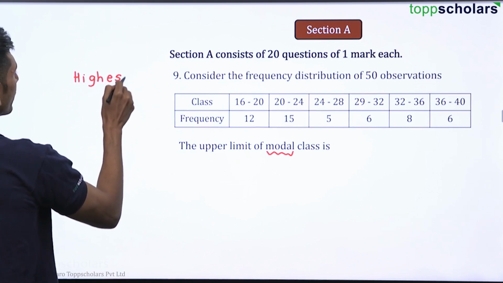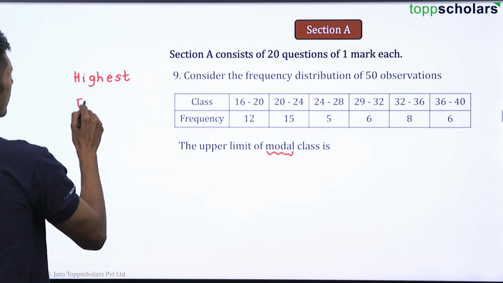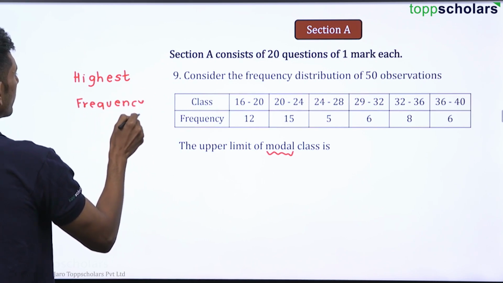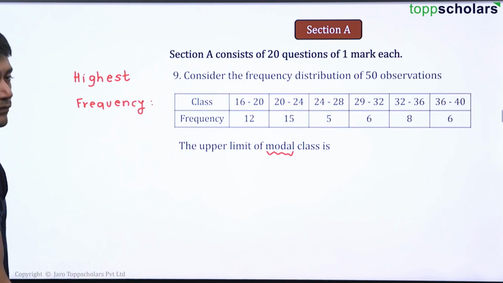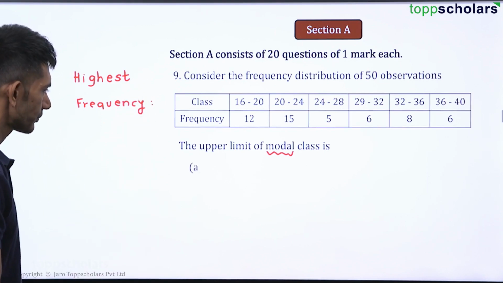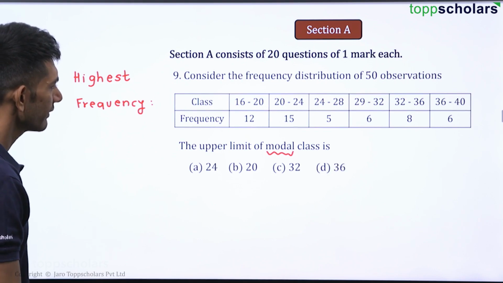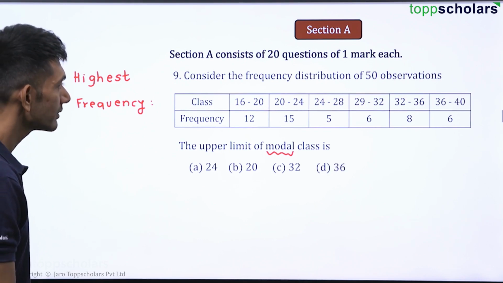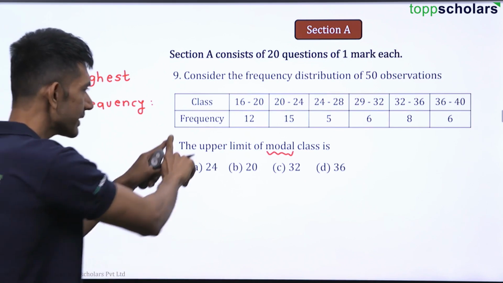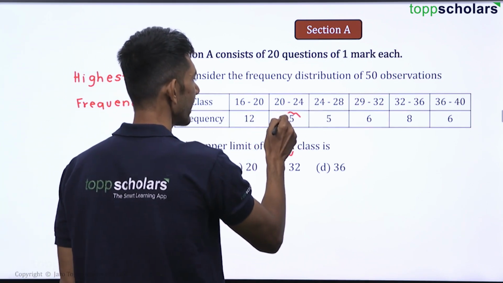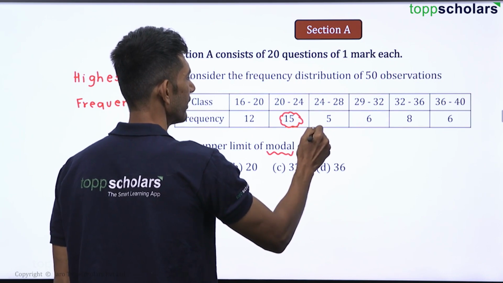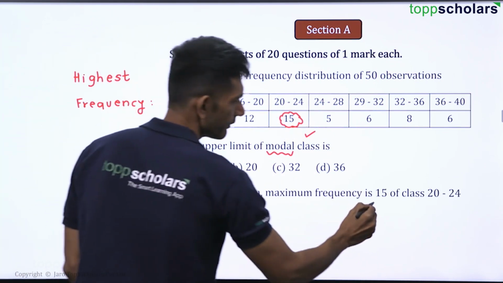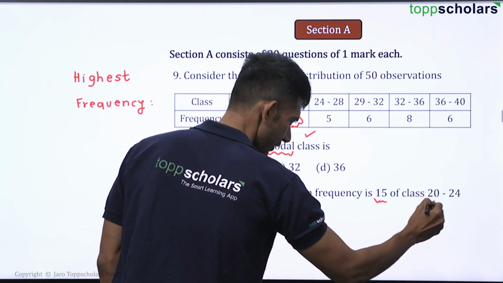Mode is highest frequency, correct? So 4 options are given, and then we are supposed to find out the upper limit of the modal class. So which is the highest frequency here? Can I say 15 is the highest frequency? Yes. So which is the class? The class is 20 to 24. See, 15 is the highest frequency, so the class is 20 to 24.